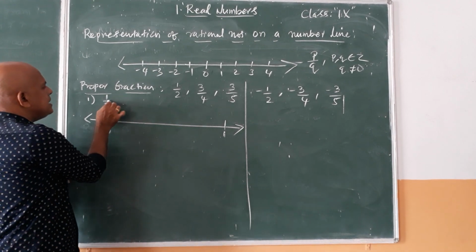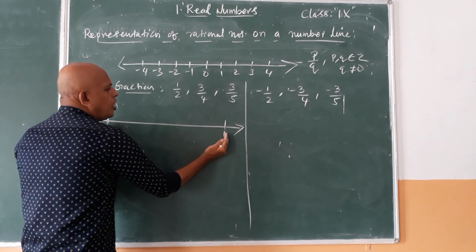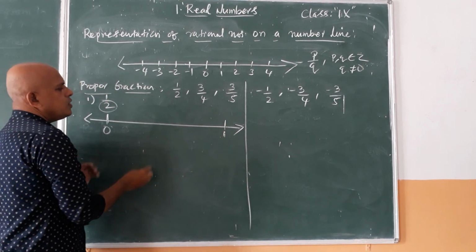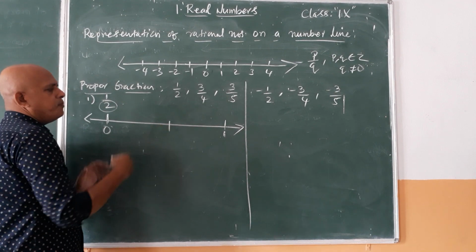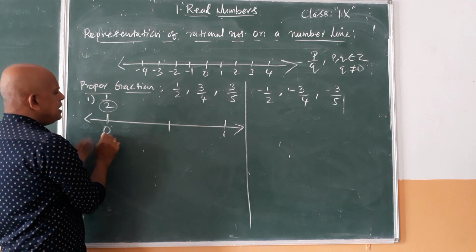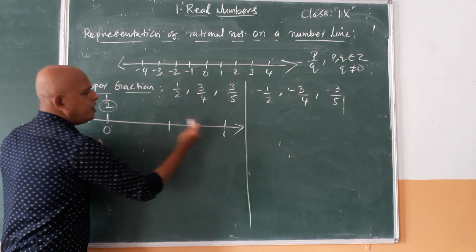First of all we have to check the denominator. What is the denominator here? 2. It means between 0 and 1 we have to divide into 2 equal parts. Suppose we take the middle, by using a scale you can divide equally here. Suppose this is the middle one, so this is 0 and this is 1, and there are 1 part and 2 parts.